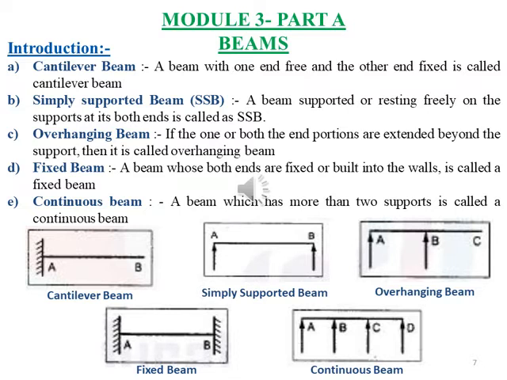Fixed beam: at both ends it is fixed. For example, a beam that is built into the walls is called a fixed beam. It cannot move at both ends. There is no free movement at both ends. A continuous beam is a beam which has more than two supports. So a continuous beam will have multiple supports.